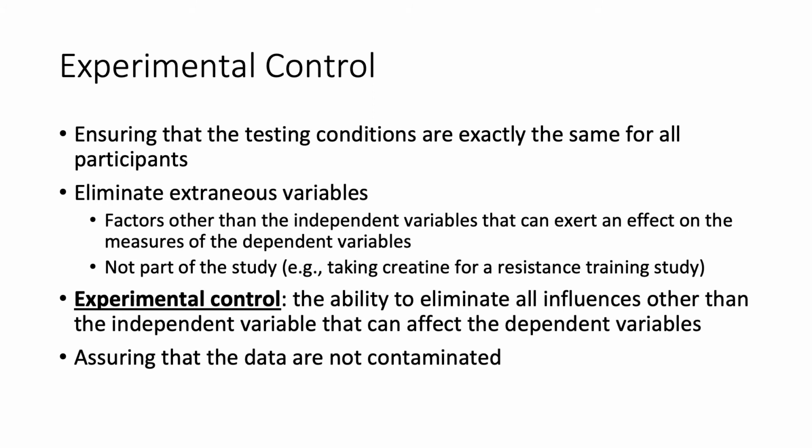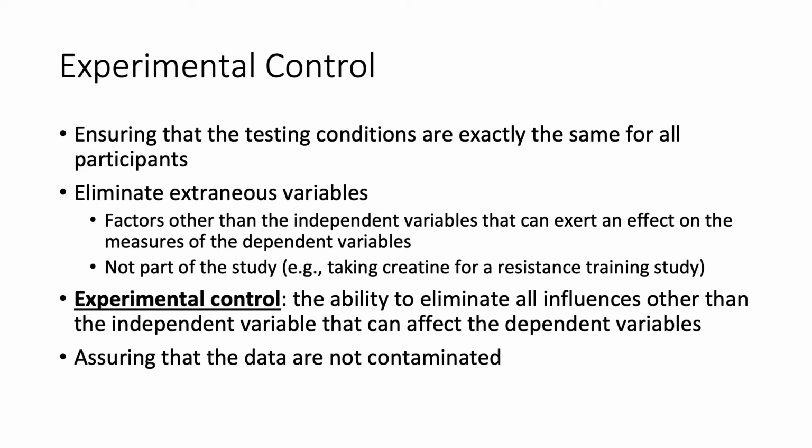So there are a number of things that the researcher should take into account in order for the results to be meaningful. One thing that's very important during research studies is ensuring that the testing conditions are exactly the same for all participants. This is a big consideration because we want to eliminate extraneous variables. These extraneous variables are factors other than the independent variables that can exert an effect on the measures of the dependent variables. In a sense, these variables are not part of the study, right? Whenever you are thinking of your research study.